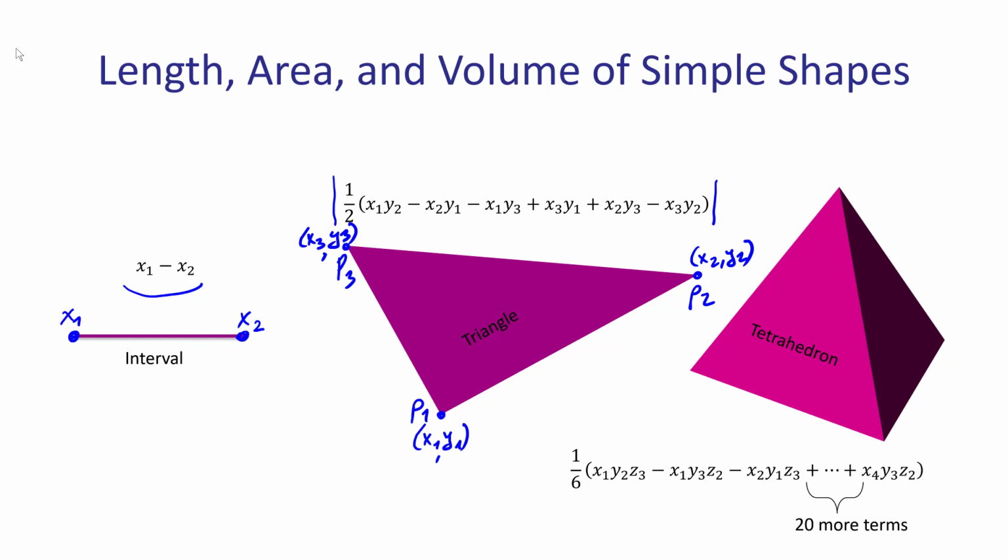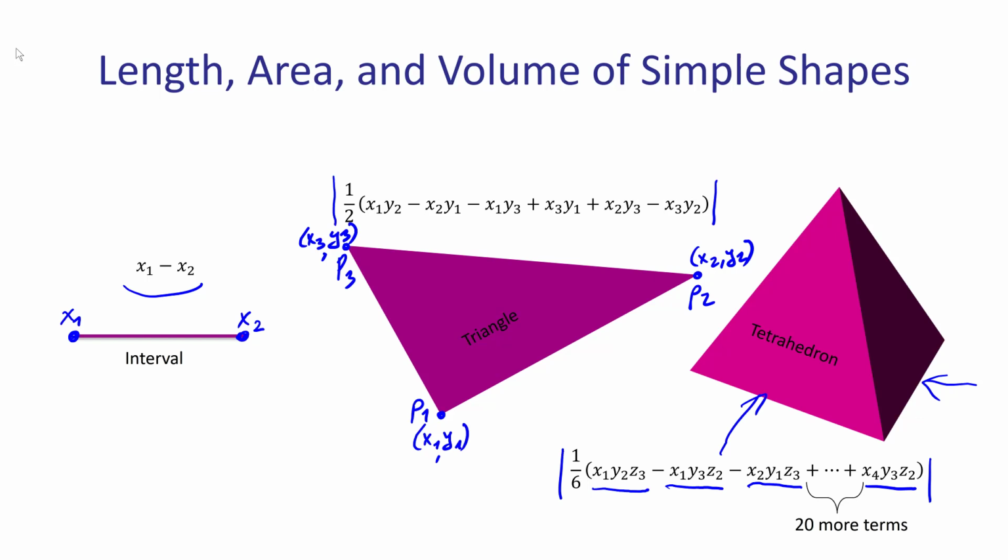Now, we go into the third dimension. In the third dimension, the equivalent of a triangle will be a tetrahedron, which looks like that. If you want the volume of that comparatively simple shape, you need to write 1/6 of x1, y2, z3 minus x1, y3, z2 minus x2, y1, z3 and 20 more terms until you get to the last one, x4 multiplied by y3 multiplied by z2. Now, this could also be positive or negative, so you need to take the absolute value of that to find the volume of the tetrahedron here.